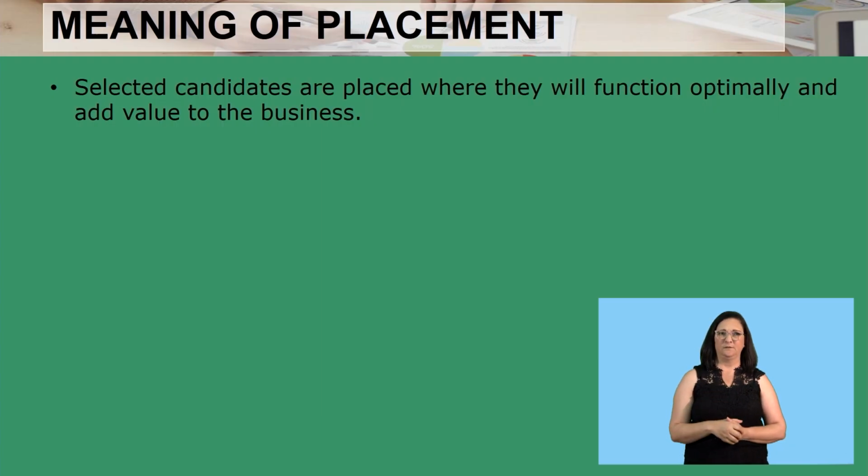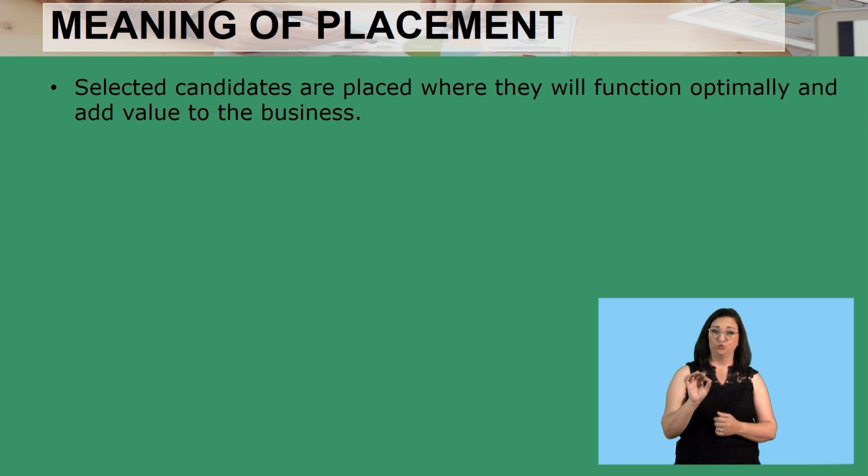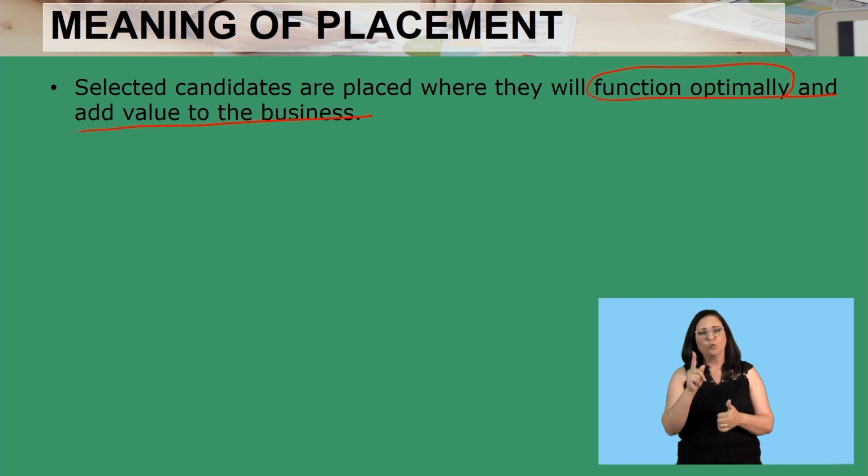It says here, selected candidates are placed where they will function optimally and add value to the business. We don't want a person that will not add any value. Otherwise, it's a waste of money. It's costly if you're not going to add any value. So what do we do as the business? We need to ensure that those selected ones are placed where they will function optimally. So we need to look at your skills. Basically, we look at your abilities and we say, okay, this one will function better in this department. So that is basically the meaning of placement.